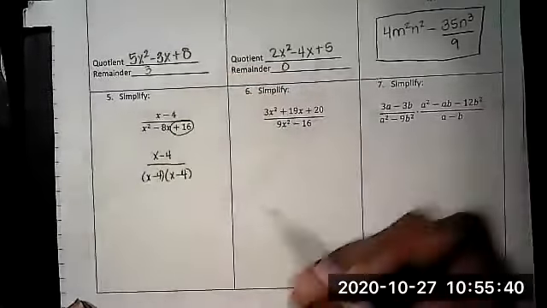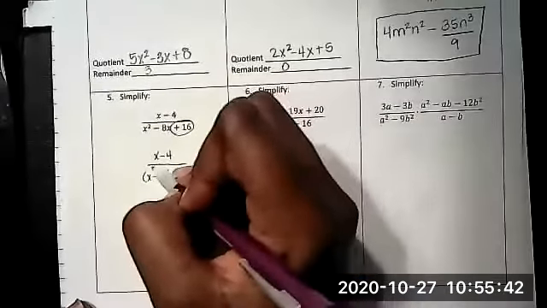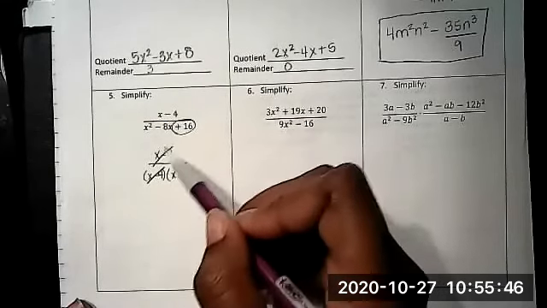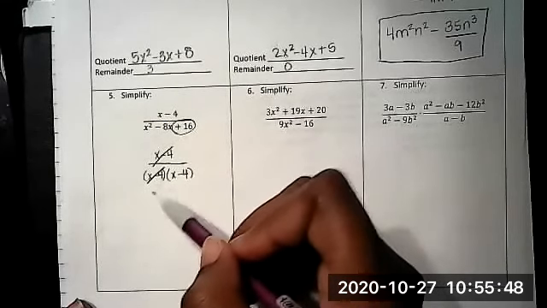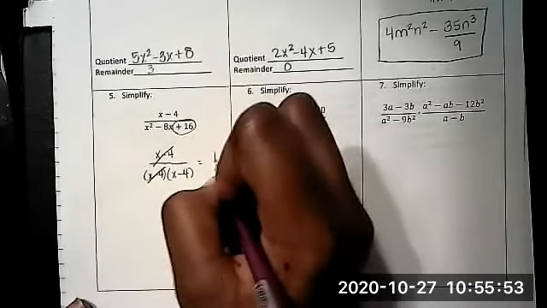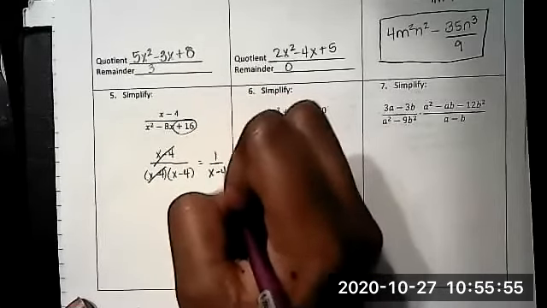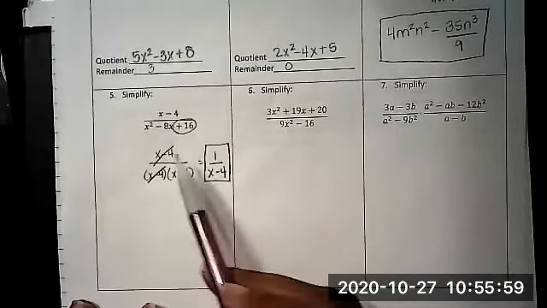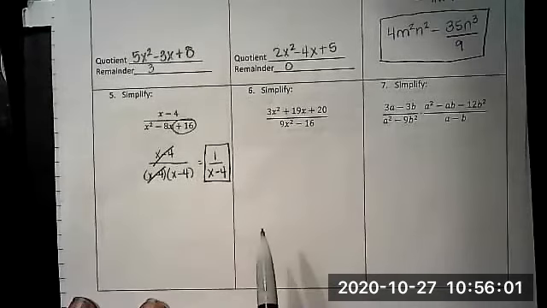So now this cancels out with this, top and bottom. There's only one on the top, so it can only cancel out with the one. And then what's left over, since nothing's left over, go ahead and put a 1 up top. X minus 4. Got it? So the X minus 4 is left over there. Nothing's up top, so I put a 1.